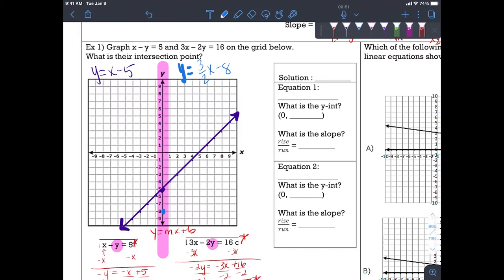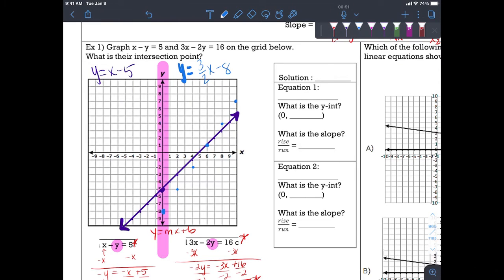So 3 up, 2 to the right. And I'm going to keep repeating that until I run out of graph. In the opposite direction, I'll do the opposite, but it looks like we don't even have enough space to do that. So we are done with that one.